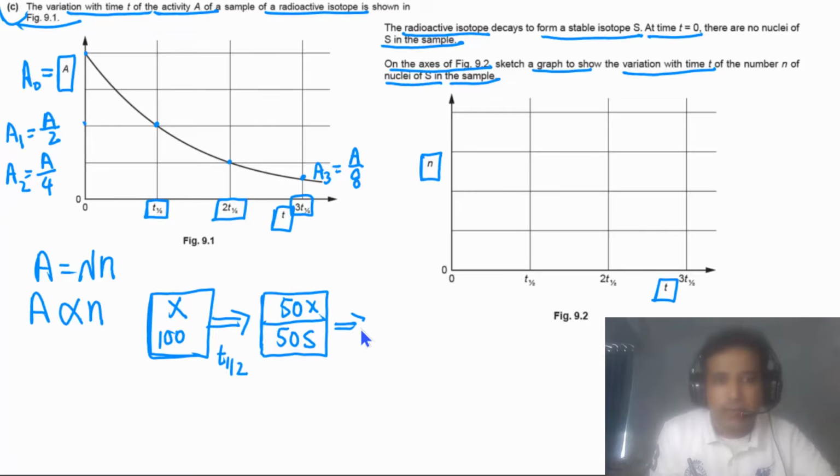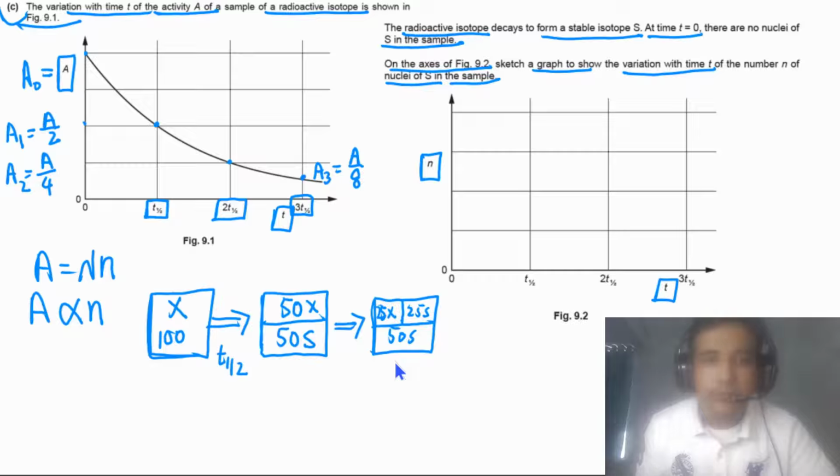And after another half-life, this 50 is again divided into 2. So we have 25 nuclei of X, and this becomes 25 more S, and this one we have 50 S. So now we have 75 S and so on.